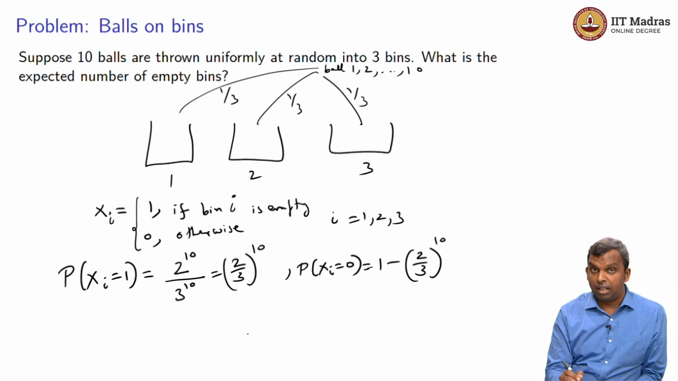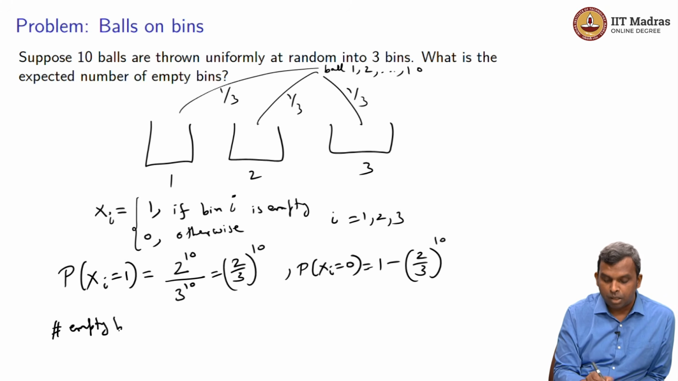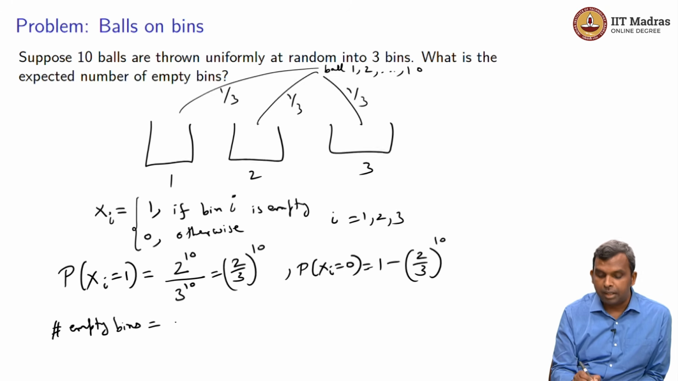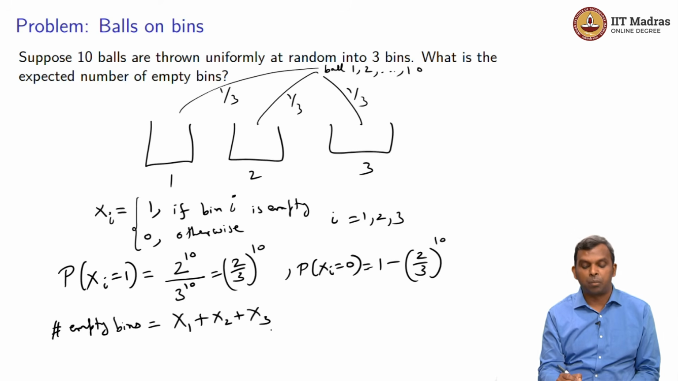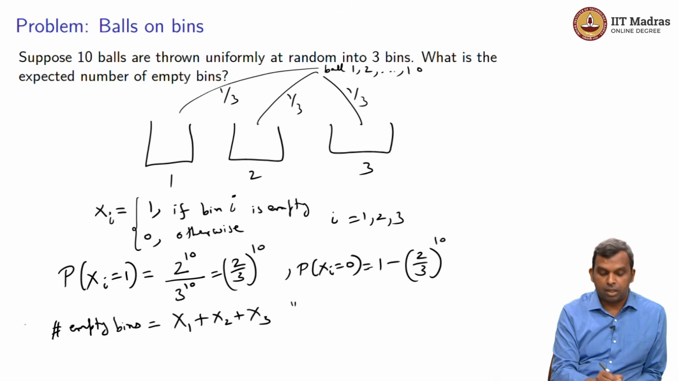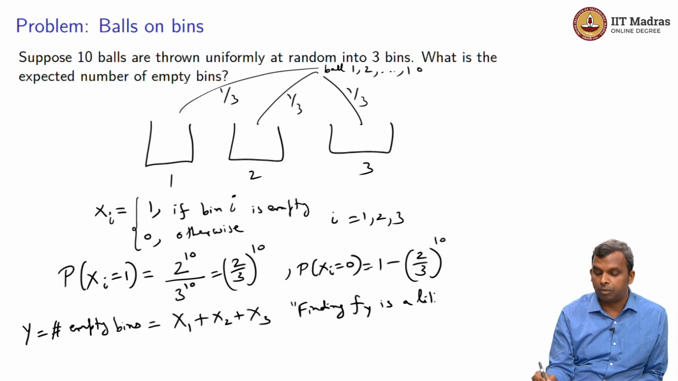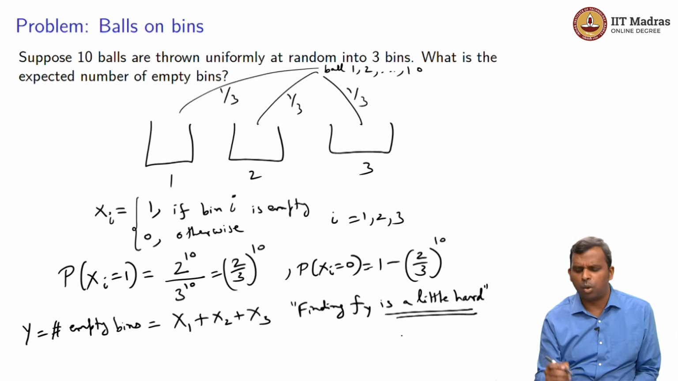Okay. So now what is the number of empty bins? The number of empty bins is also a random variable. It's actually x1 plus x2 plus x3, isn't it? This is the random variable which is the number of empty bins. So finding the distribution here is a little bit difficult. Let's say y equals this. Finding fy is a little harder. Why is that? You can think about why that is so. I will leave it as an exercise for you. Think about how you will find the distribution of y.